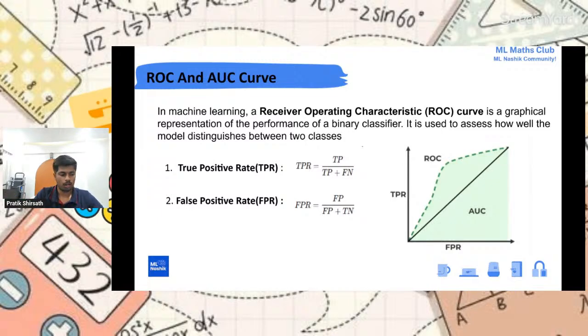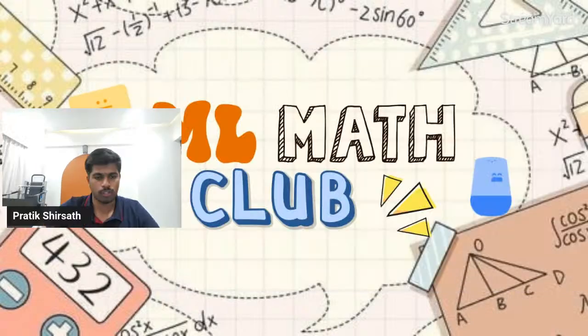Now, let me go to an example for a ROC curve. You will get how the ROC curve works. So again, the same procedure. Let me go to my iPad screen. Yeah, so let us start.